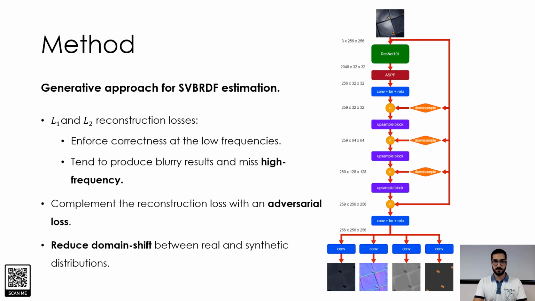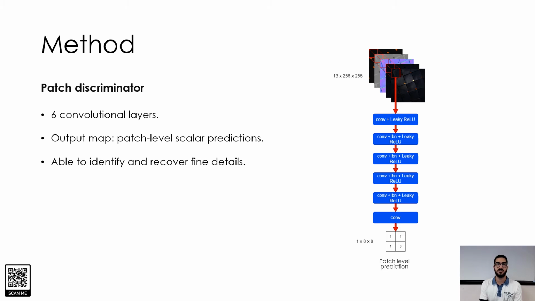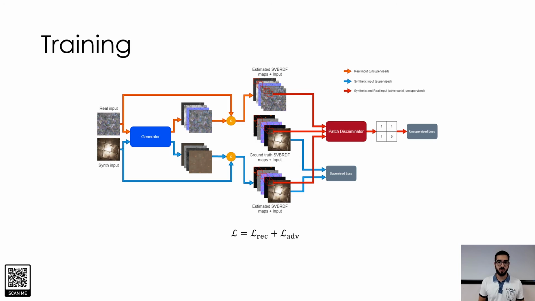Our network takes as input an arbitrary sized image and consists of an encoder based on ResNet 101 and a decoder consisting of 4 upscaling blocks, each receiving a skip connection with a downsampled version of the input image. Our patch discriminator consists of 6 convolutional layers and outputs a patch-level scalar prediction to be able to identify and recover fine details in the output maps. As stated before, for training we use both a reconstruction loss, a supervised loss, and an adversarial unsupervised loss.